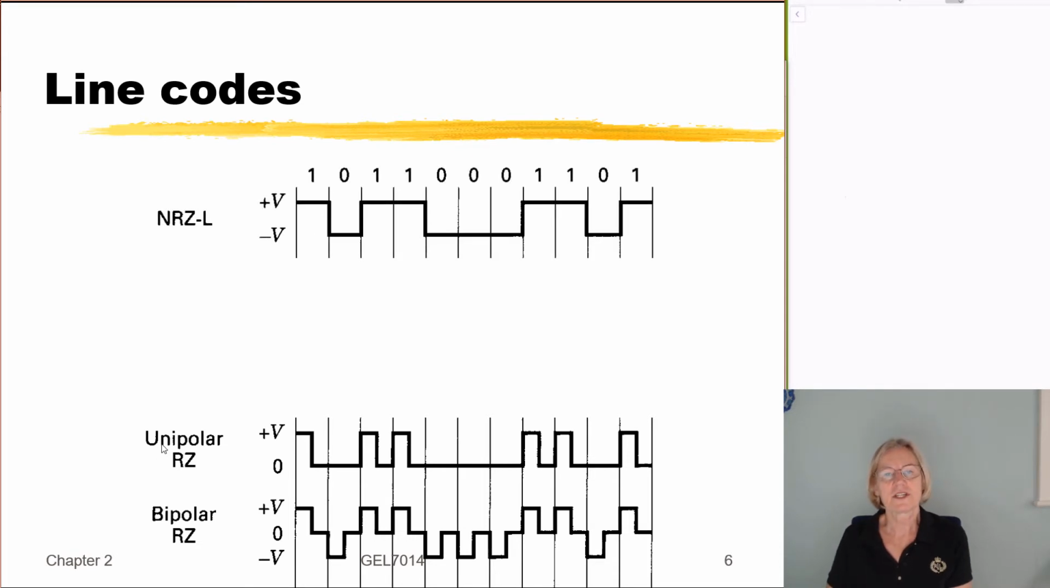Now here's a non-return to 0, NRZ, and we can see that here we have our logical bit sequence that's being transmitted. Now we can see it up at the top.